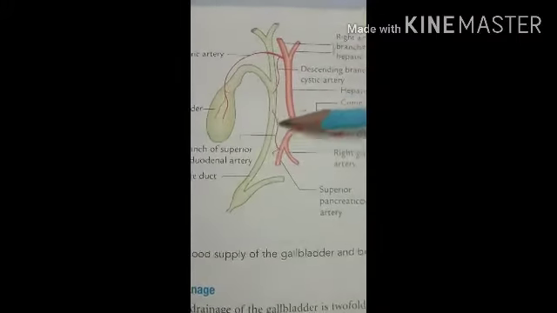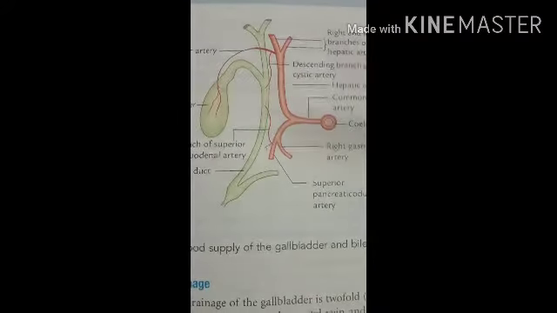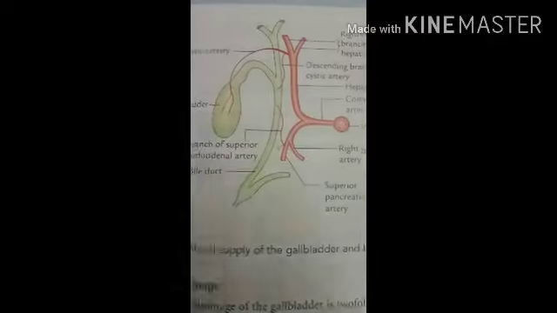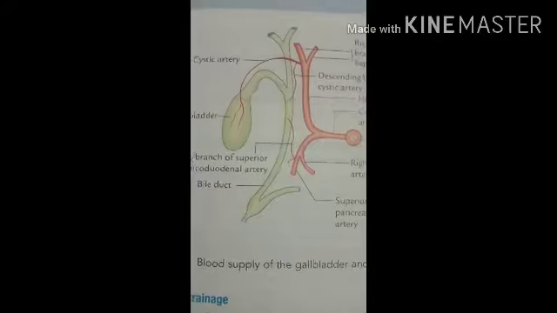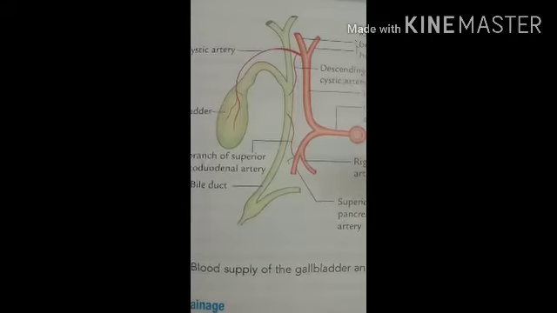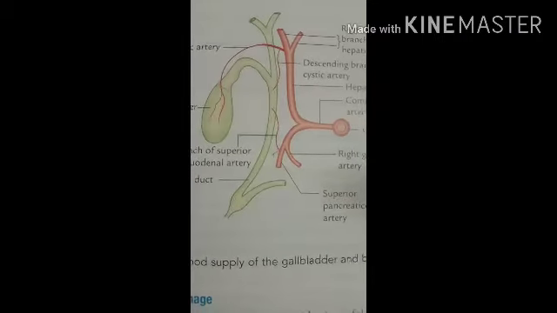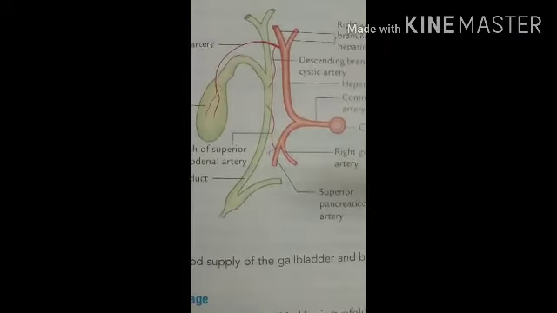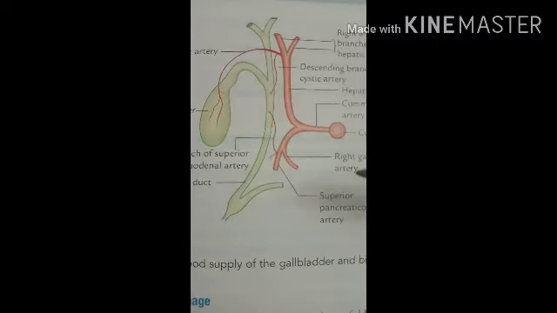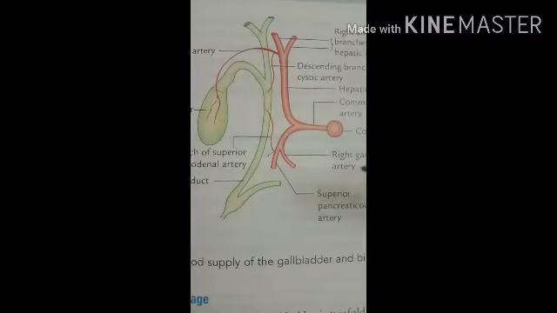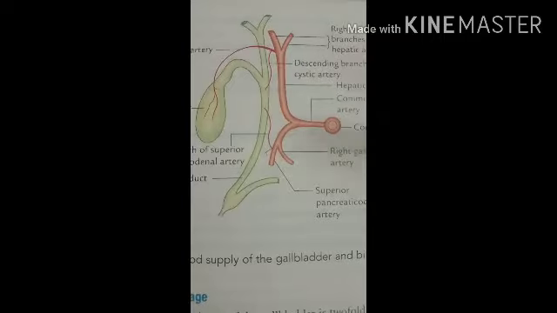After that the lower part is drained into the hepatic and the pancreaticosplenic lymph nodes. After that the nerve supply. So the nerve supply is from the cystic plexus. The cystic plexus is formed by the hepatic plexus, which receives fibers from the celiac plexus, the left and right vagus and the right phrenic nerve. So these mix and form the cystic plexus.